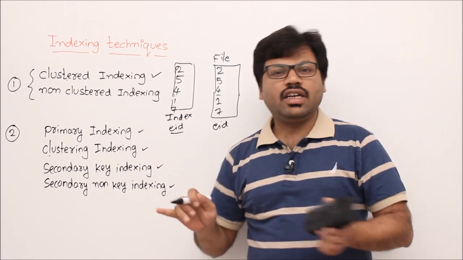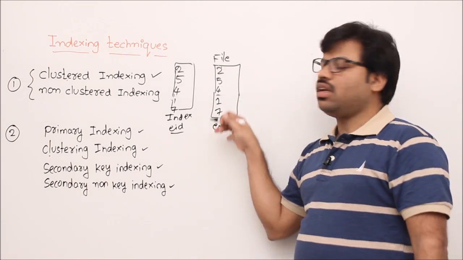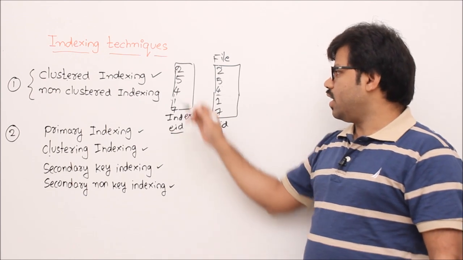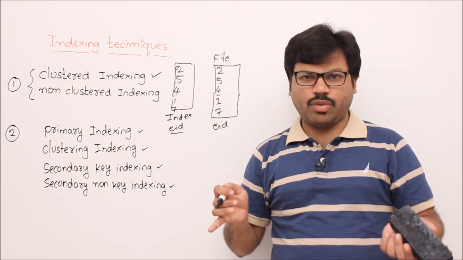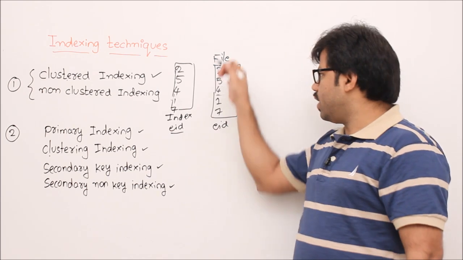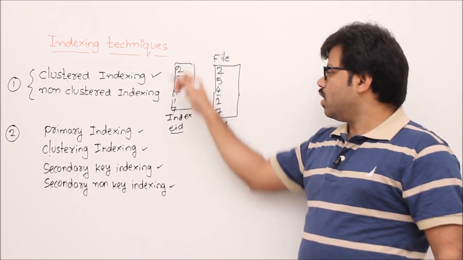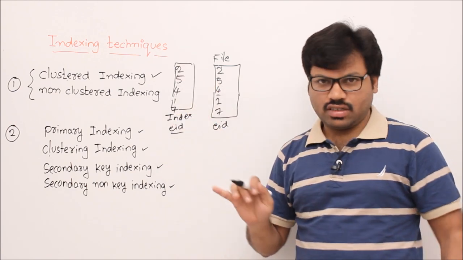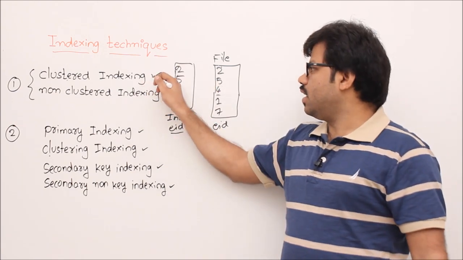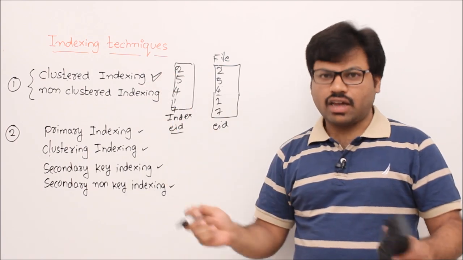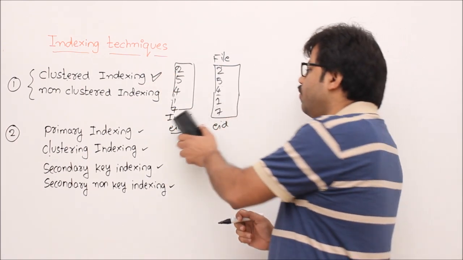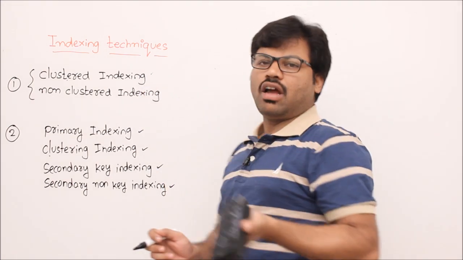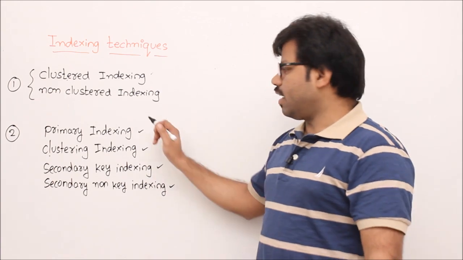Right? So in clustered indexing, the data order and index order are the same. That's it. Whatever it is, it doesn't matter whether it is in sorted order or not. But if you can ensure that your data's order and your index order are both the same, then we say that is clustered indexing. Otherwise, we say non-clustered indexing, right? So by seeing the index, we can decide whether it is clustered indexing or non-clustered indexing. Now we'll come to the second classification.